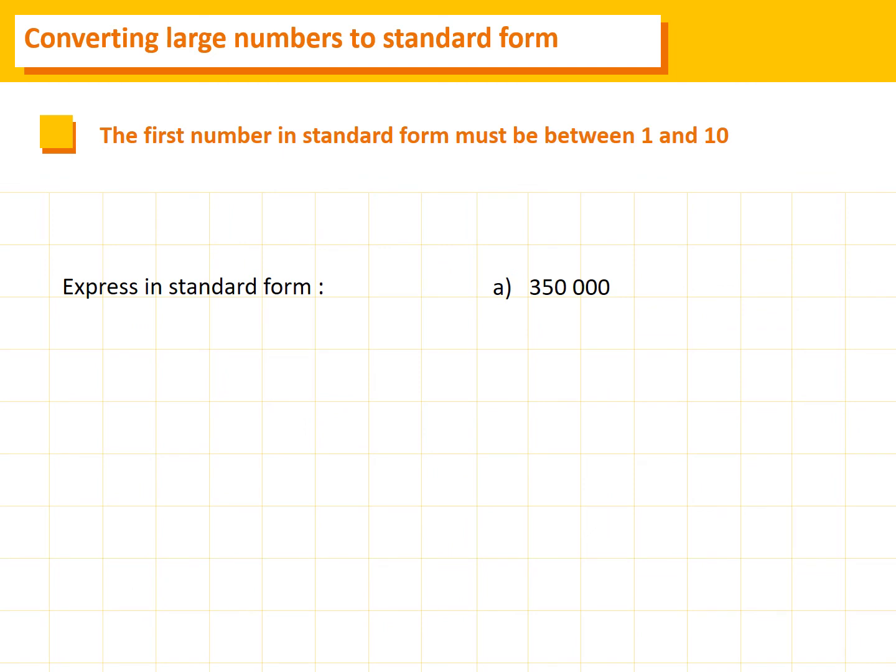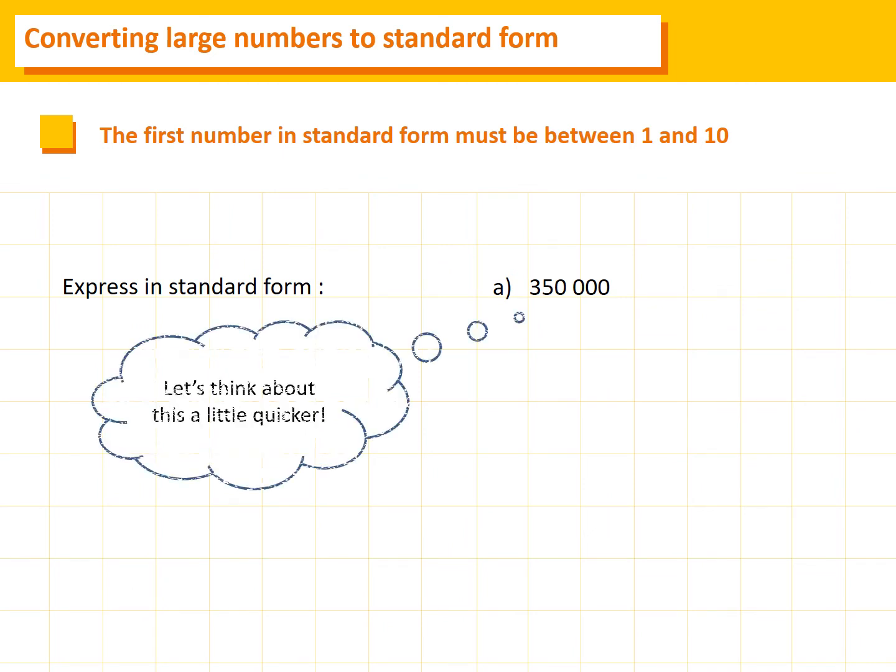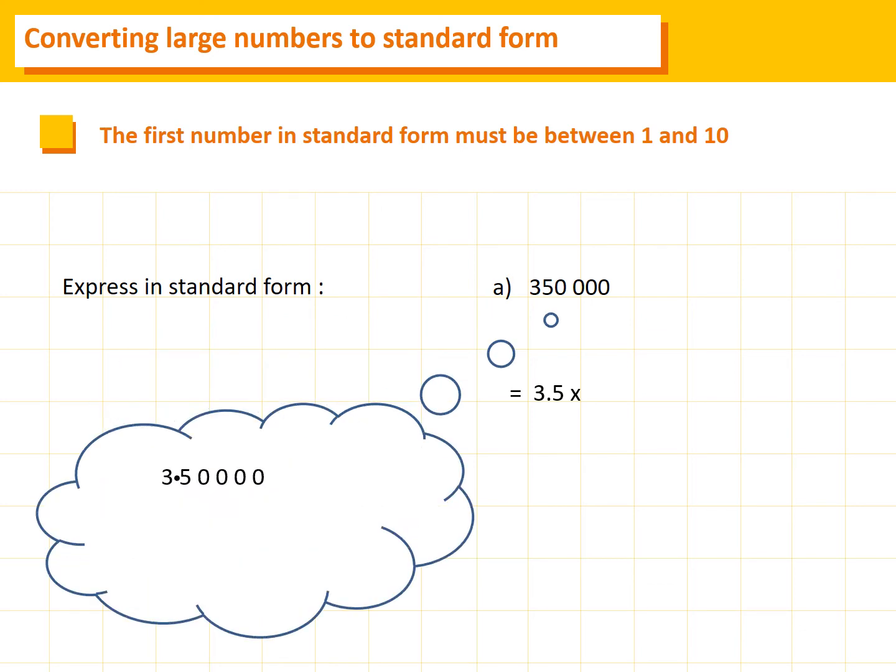But we can think about this a little quicker. We don't need to go through the step-by-step process. Simply insert the decimal point after the first digit. And then when we have done that, consider how many figures come after the decimal point. In this example highlighted, we can see 5 digits. Therefore, our power of 10 will be 5.